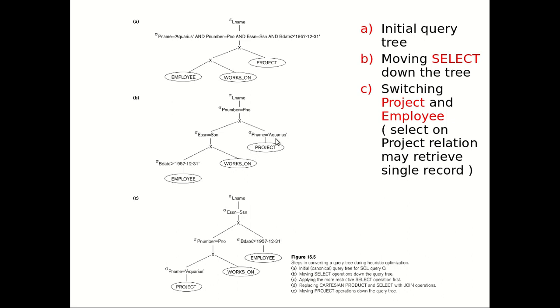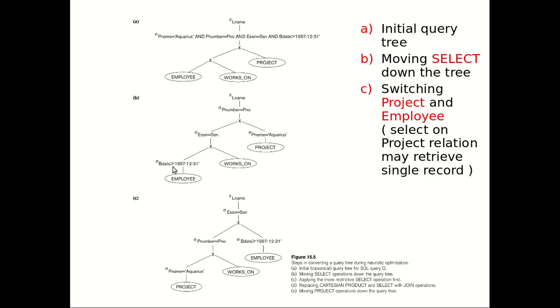Similarly, when this condition is applied to the project relation, which has one tuple for each project, then sigma of P name equal to Aquarius will return only one tuple. And similarly, for the equality conditions on the Cartesian product, again a select condition is applied. That is how in each case, when the condition is applied, the tuples are reduced.